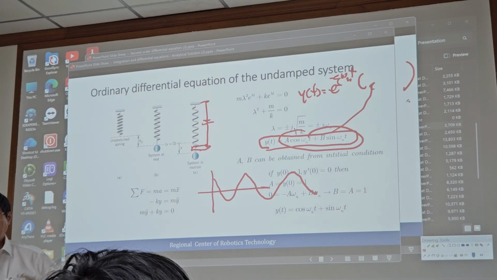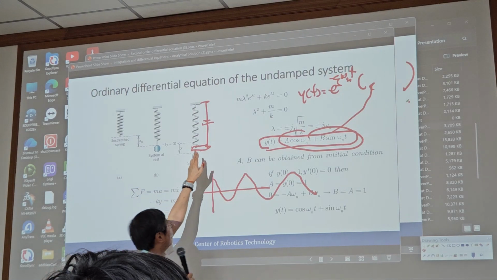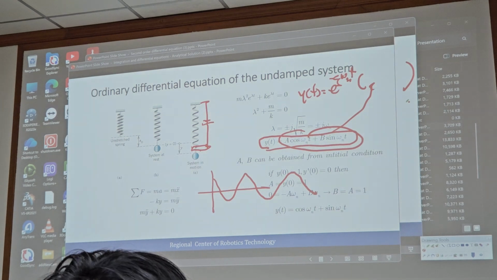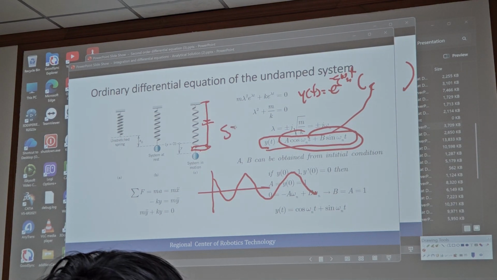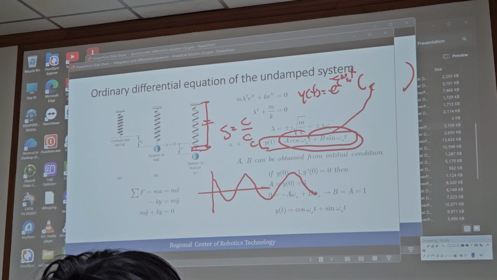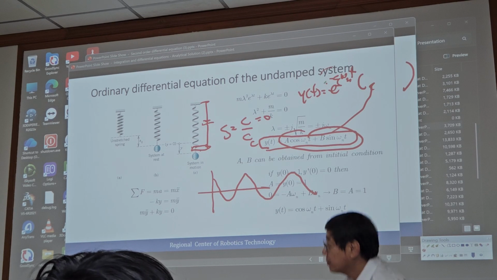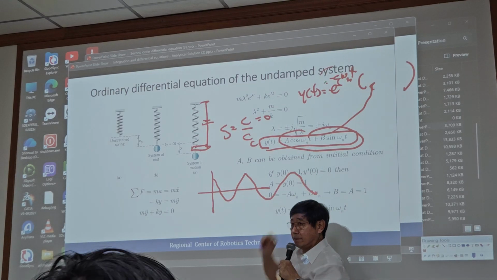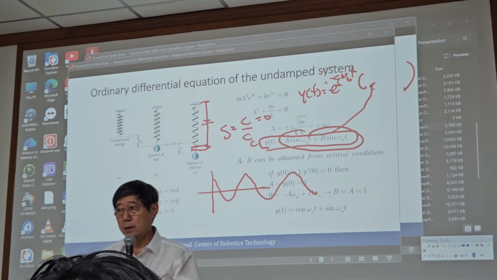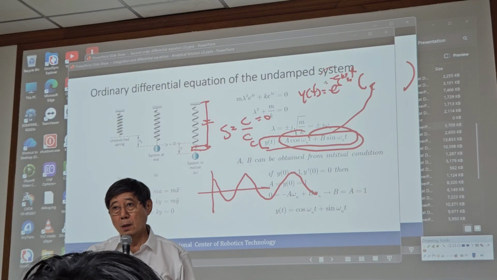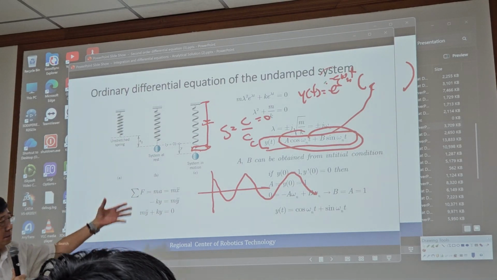Okay? If no this one, because you know psi is equal to c over c sub c, right? If you don't have this one, it means c equals 0. Psi equals 0, so this one will be 0. So you have this one. Right? e to the 0 is equal to 1. So the system itself is stable.